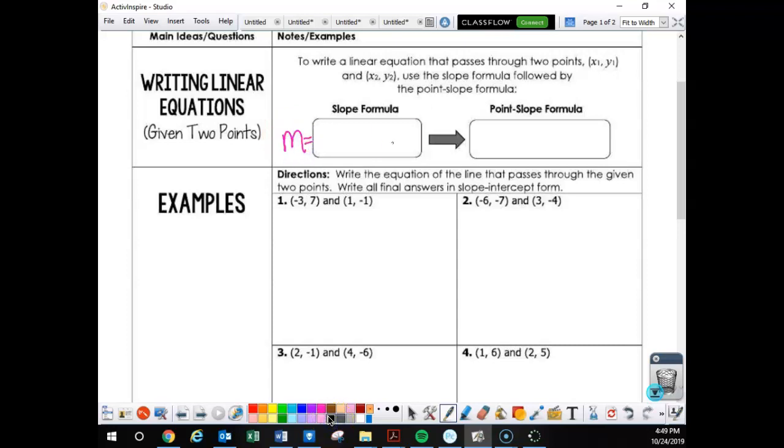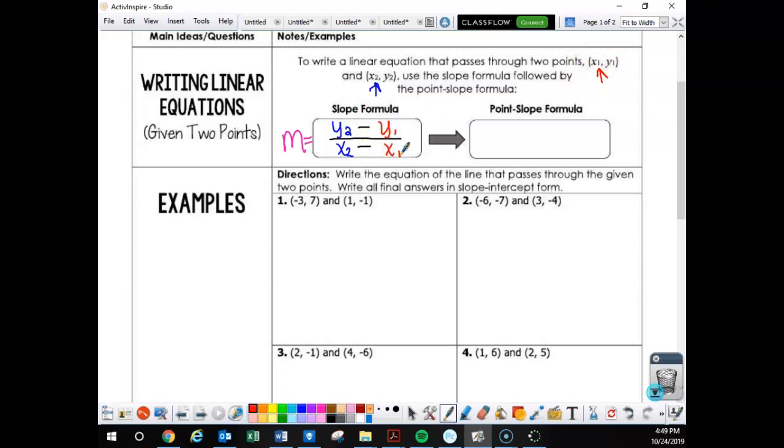And so that is when I have a fraction separated by subtraction. And if I have point number 2 and point number 1, y2 goes on top of x2, and y1 goes on top of x1.